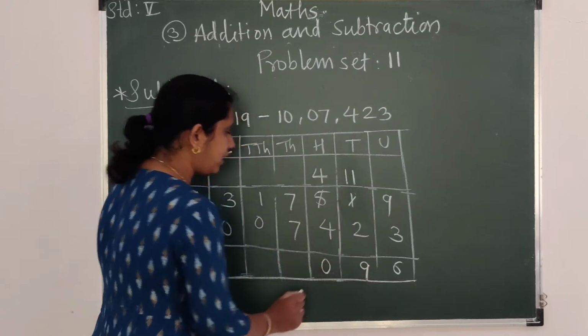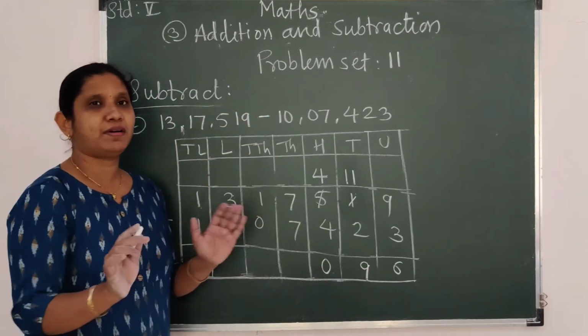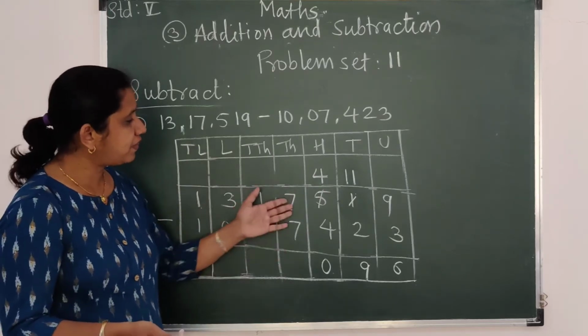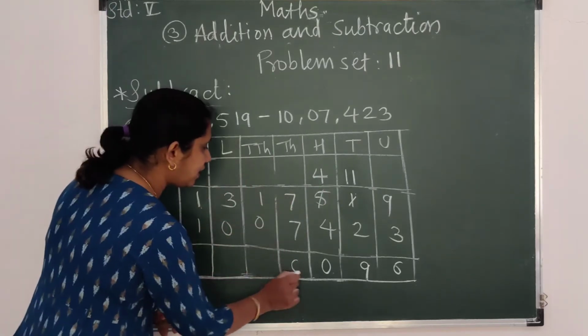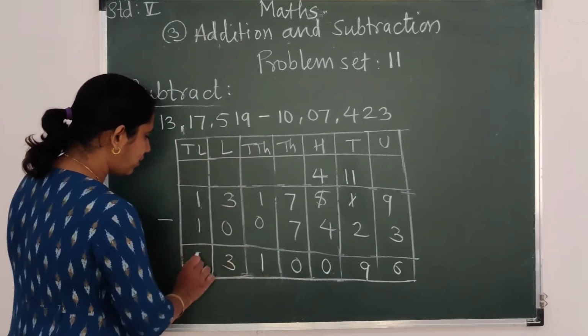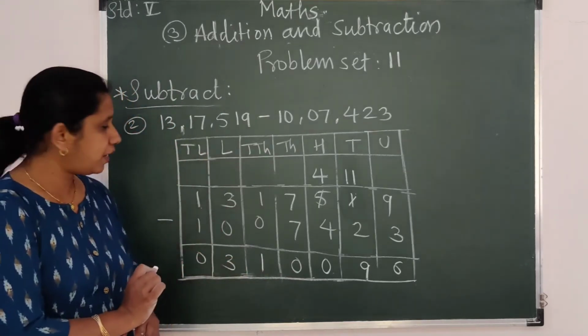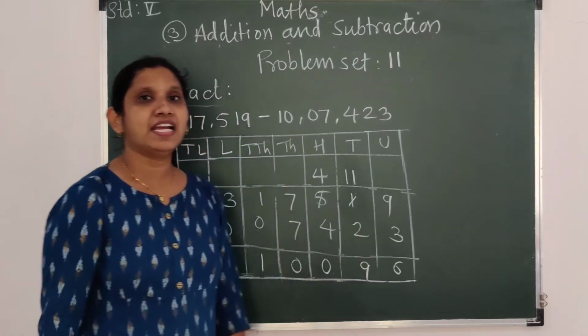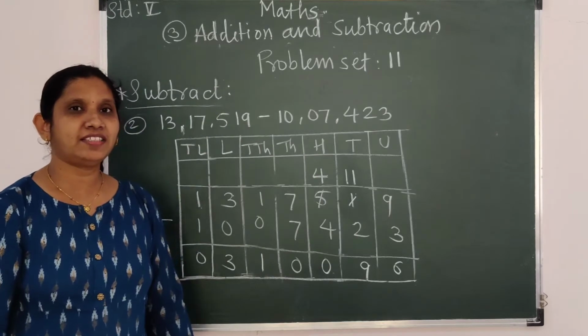4 minus 4, 0. As I already told you, any number subtracted from the same number, the answer is 0. Here again the same thing. 7 minus 7, yes, it is 0. 1 minus 0, 1. 3 minus 0, 3. 1 minus 1, 0. So what is our final answer? 3,10,096. Do you all understand this, children?